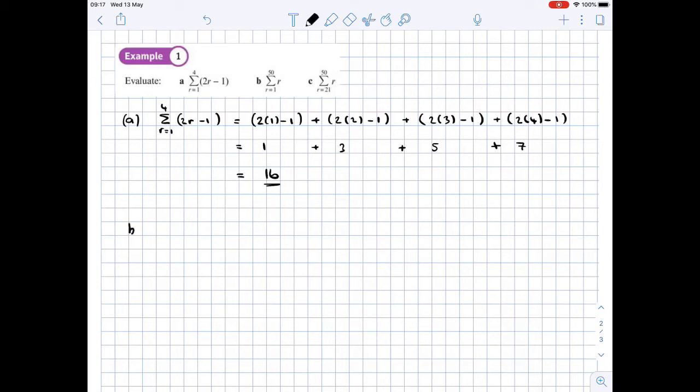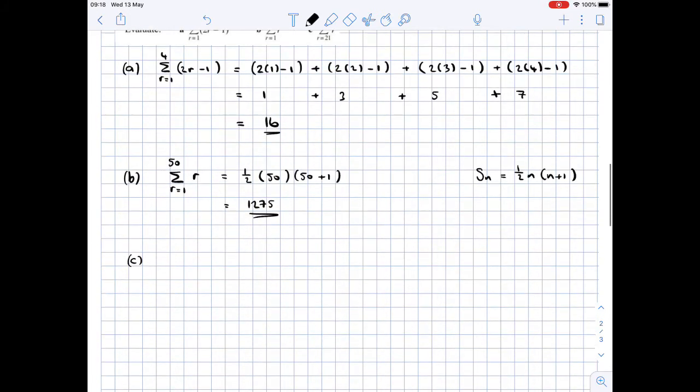Part B. We want to find the sum of the first 50 natural numbers. Well, we know, remember from above, that Sn is equal to a half n plus 1. So we can just use that formula to give us a half. There are 50 terms, so 50 plus 1, which gives us a total of 1,275.